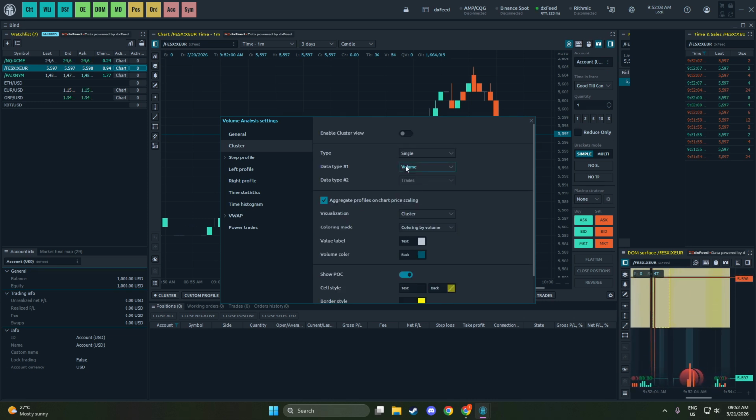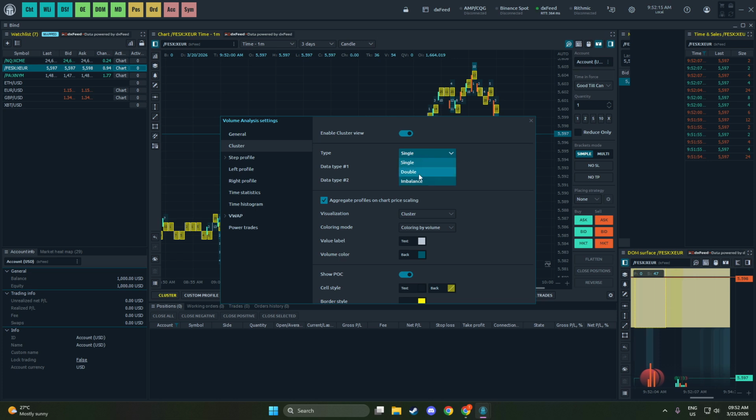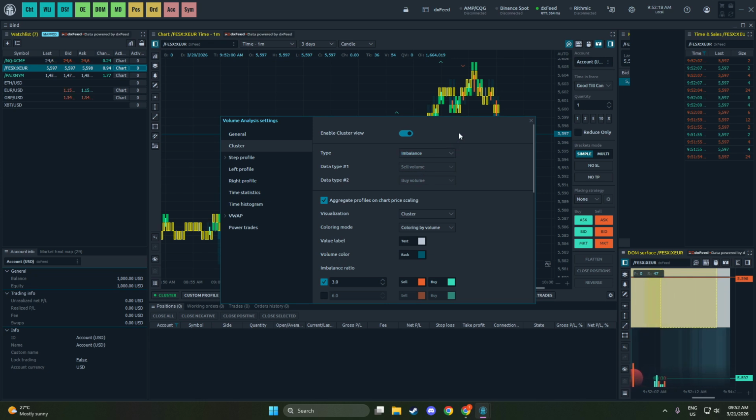Now choose your display mode. Single shows one ladder of values per price level. Great when you want a clean read of activity without distraction. Double splits the data to show both sides at each level, making it easy to compare buying versus selling pressure in real time. Imbalance adds automatic highlights to spots where one side overwhelms the other, so strong buying or selling pockets pop off the chart without you hunting for them.